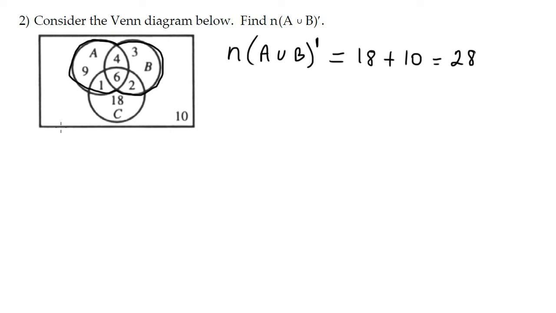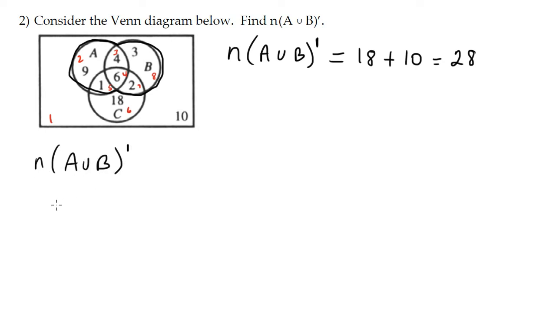Another way is the method the book uses. I'm going to number each of these regions. Here's 1, 2, 3, 4, 5, 6, 7, 8. I'll number them in a different color so we can differentiate. And we're going to parse out the number of elements in A union B complement.